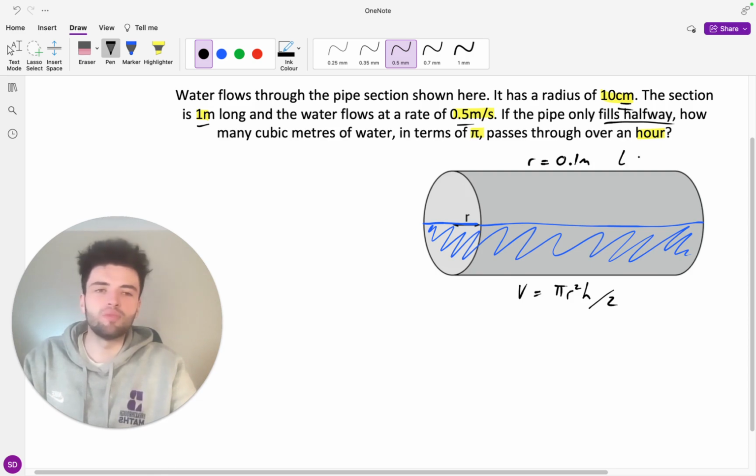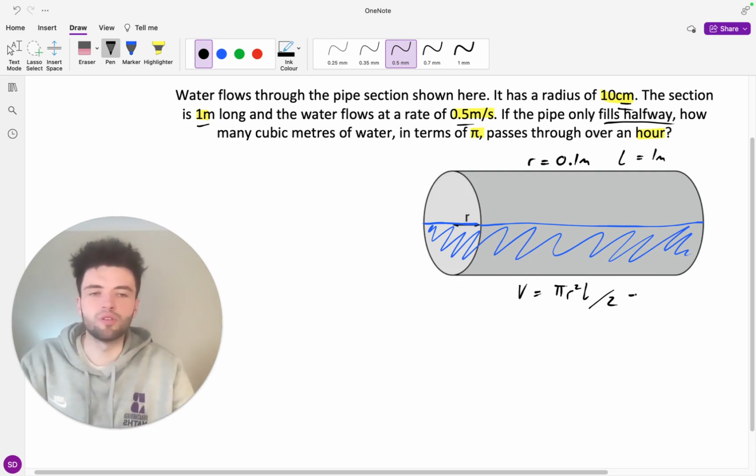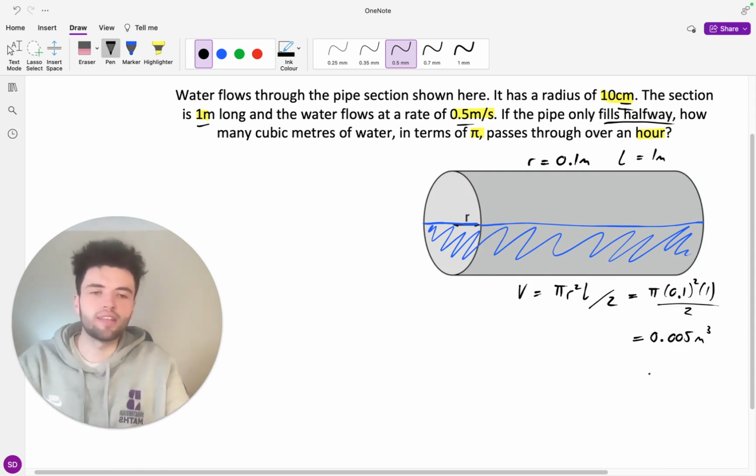We know that L is going to be equal to the length, which we're already given, which is a meter as well. And so I'll just change h to L for our formula, and I'm just going to plug the numbers in. And so when we simplify that, we're going to get that the volume of water in the pipe at any given moment, or basically what's shaded in blue in our diagram, is going to be 0.005 meters cubed.